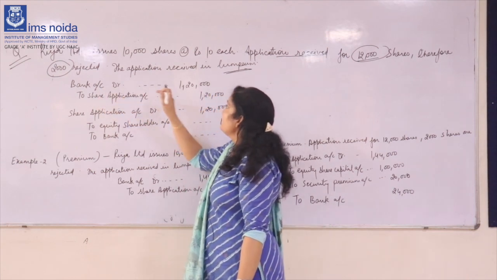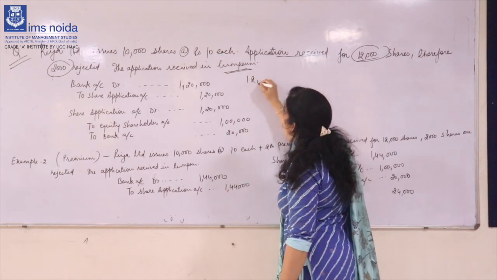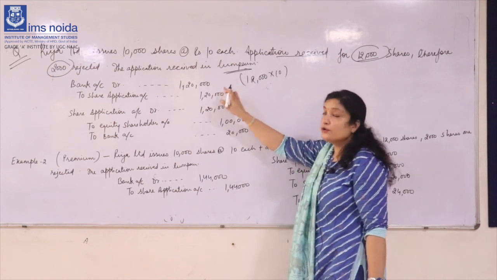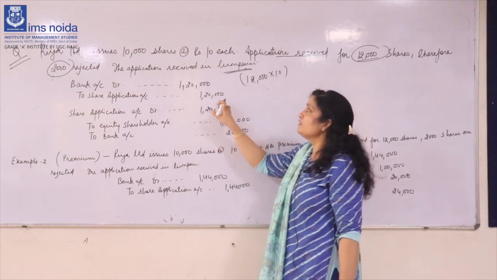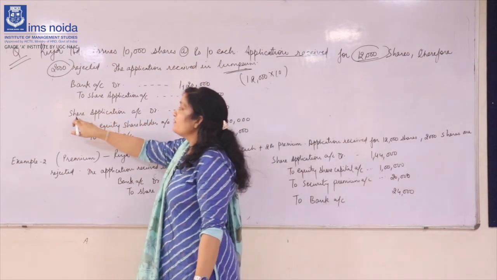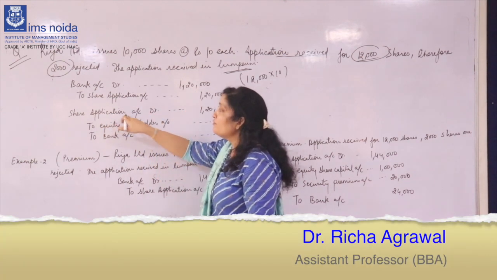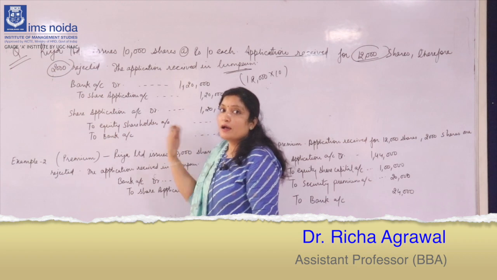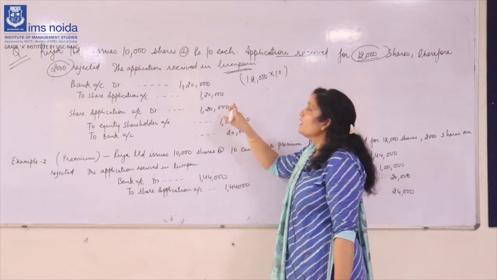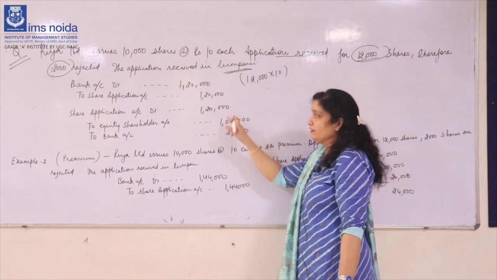Bank account debit, that is 1,20,000. So 12,000 multiplied by 10, we are getting 1,20,000. To share application account, again the same amount 1,20,000. Now the second entry is share application account debit. Here what we are doing, we are allotting the shares to the shareholders. So again the same amount will come, that is 12,000 multiplied by 10, which is 1,20,000.